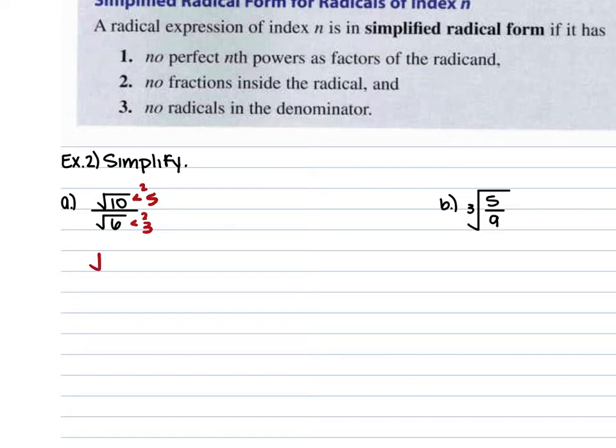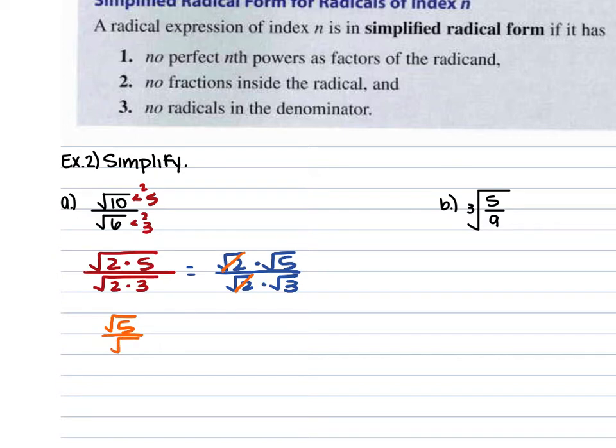So we can rewrite this as the square root of 2 times 5 over the square root of 2 times 3. This is the same exact thing as saying the square root of 2 times the square root of 5 over the square root of 2 times the square root of 3. In this case, your square roots of 2 cancel out, so you just are working with the square root of 5 over the square root of 3. Once again, we have a simplified fraction where we have a radical in the denominator. You cannot leave that radical in the denominator, so rationalize your denominator now.